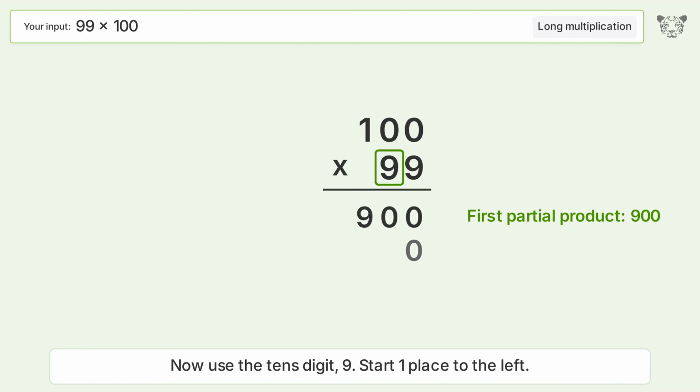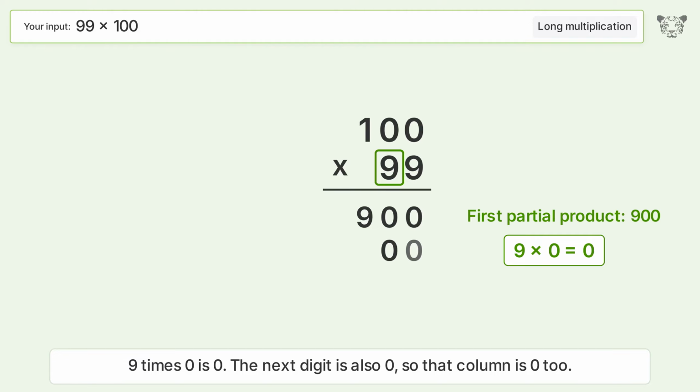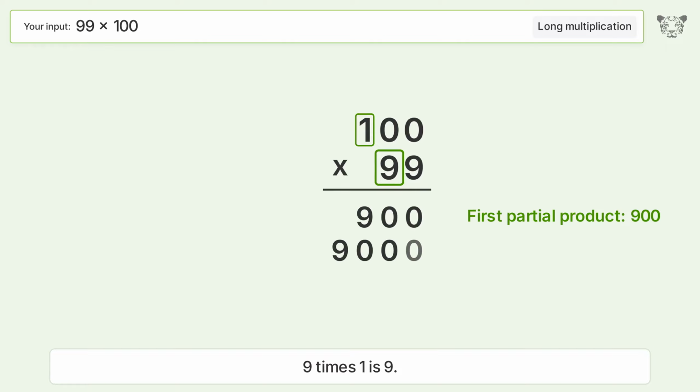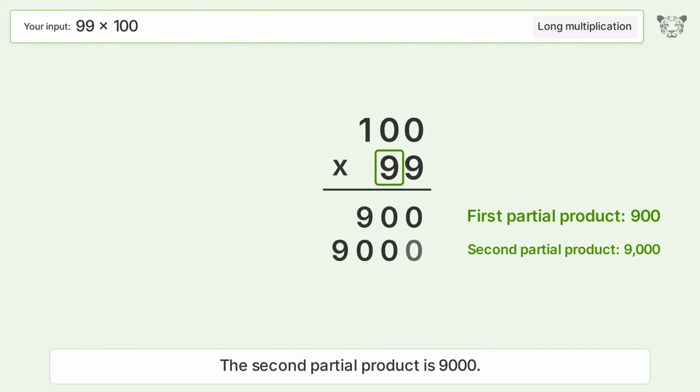Now use the tens digit, 9. Start one place to the left. 9 times 0 is 0. The next digit is also 0, so that column is 0 too. 9 times 1 is 9. The second partial product is 9,000.